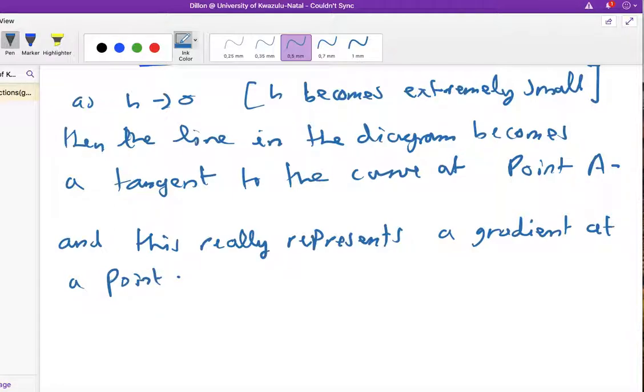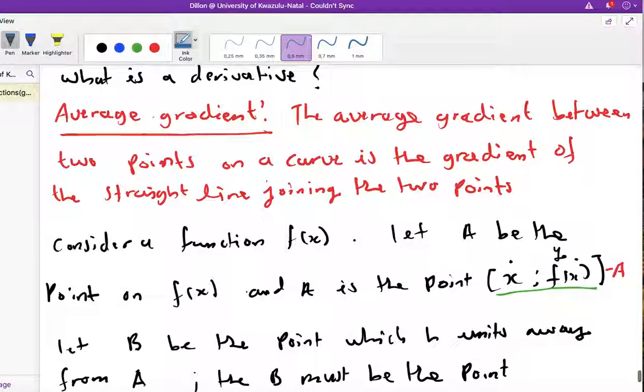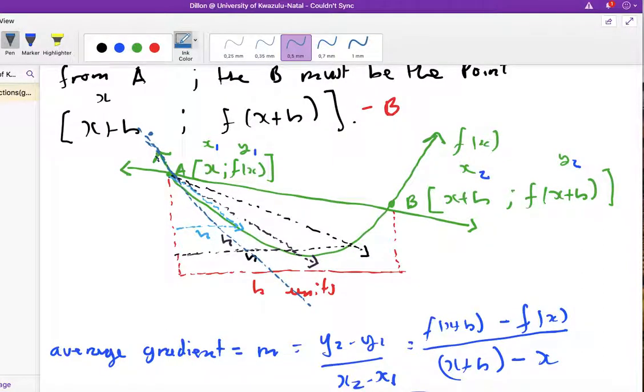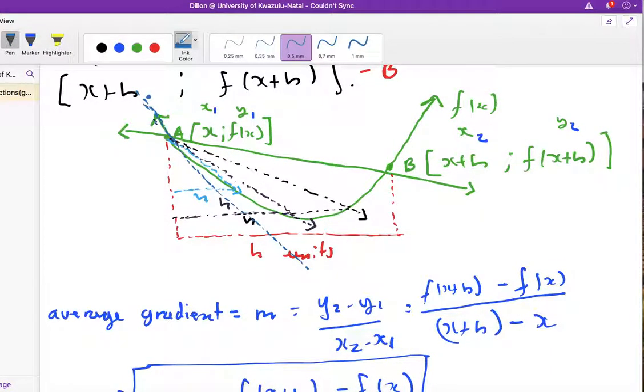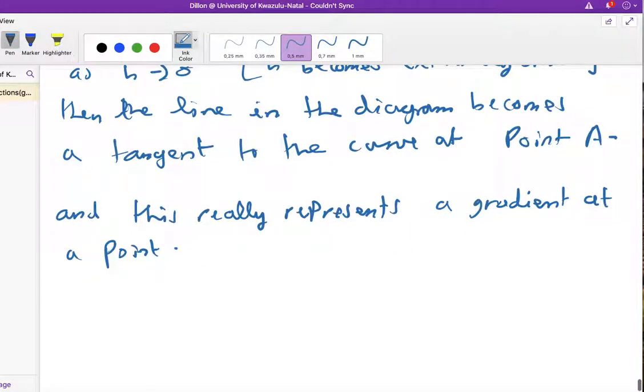And why is this representing a gradient at a point? Because previously, when we considered two points A and B, we had an average gradient. By definition, the average gradient between two points on a curve is the gradient of the straight line joining the two points. In the case where h becomes really small, the straight line only passes through one point because it becomes tangent to the curve at the point A. So what the average gradient measures at that point, as h becomes really small, is the gradient at that point. So that's why I say this really represents a gradient at a point.